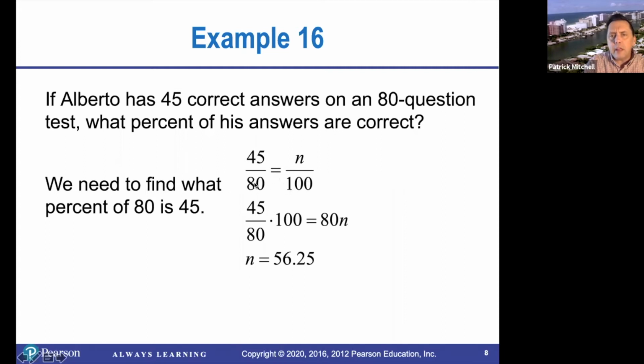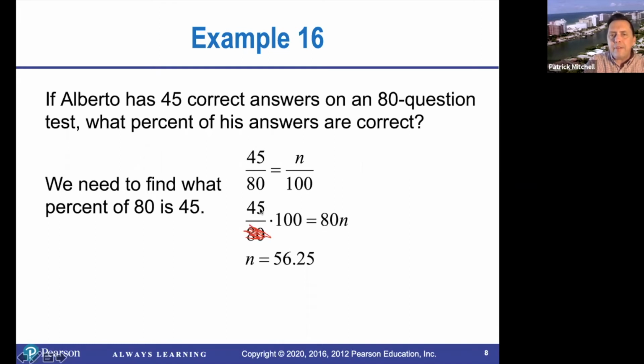let's see. I don't really think I like the way they wrote this. Let me do something here, because if you cross multiply 45 over 80 equals n over 100, you would just end up with 45 times 100 equals 80n. You wouldn't have this part here, so I wouldn't write that. Okay, so it should just be 45 times 100. I think I see what they did.